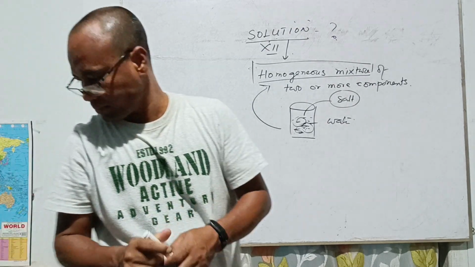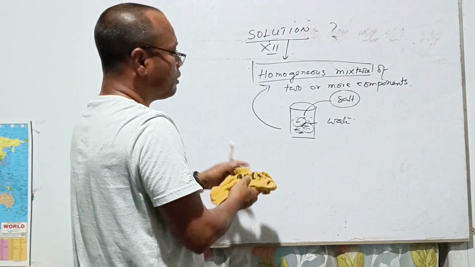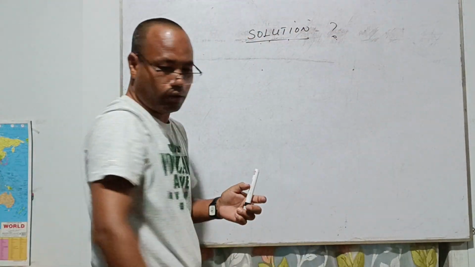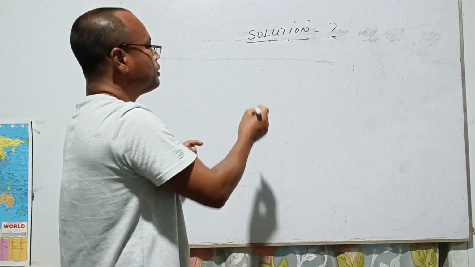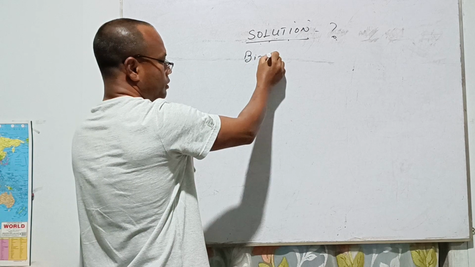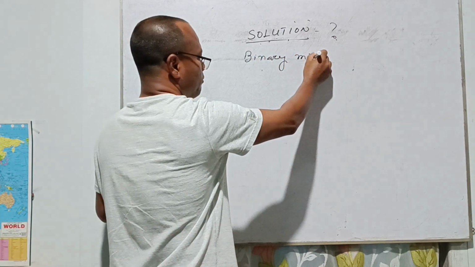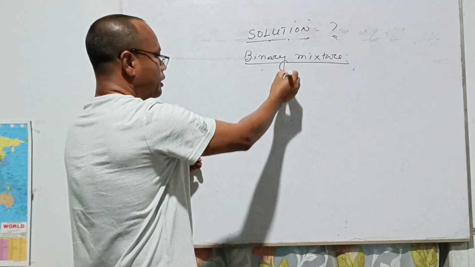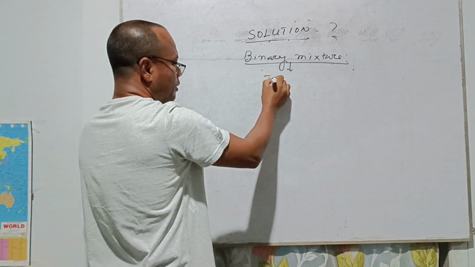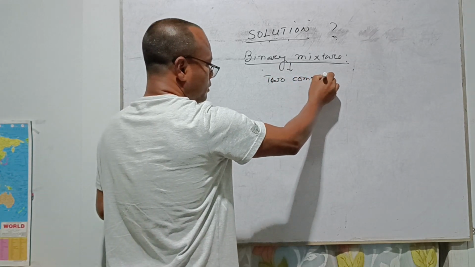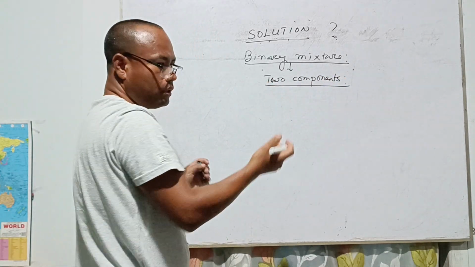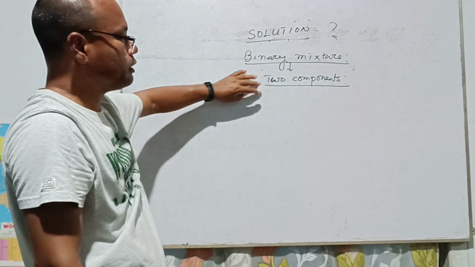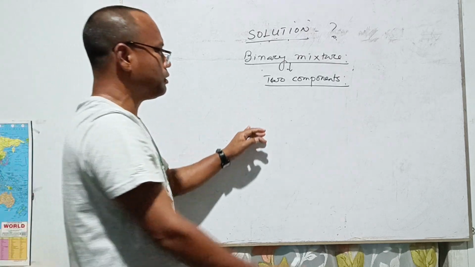So now here, in the solutions containing only two components, that mixture we call the binary mixture. Binary mixture means mixture containing the two components here, right? Remember two components. Components means the substance here. So the binary mixture containing the two components. So this is the two component system.